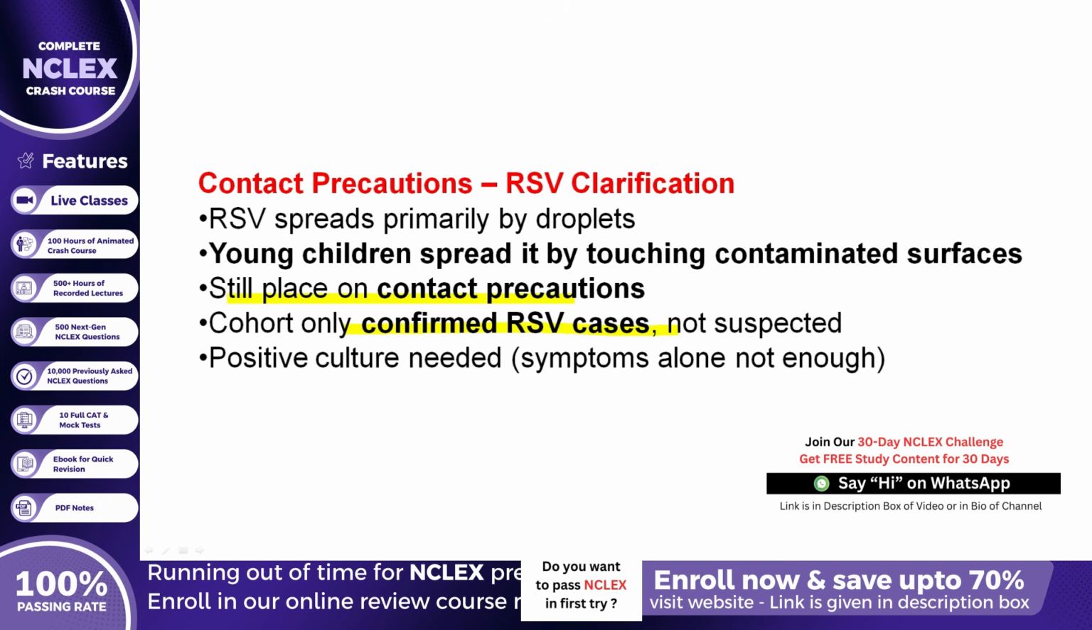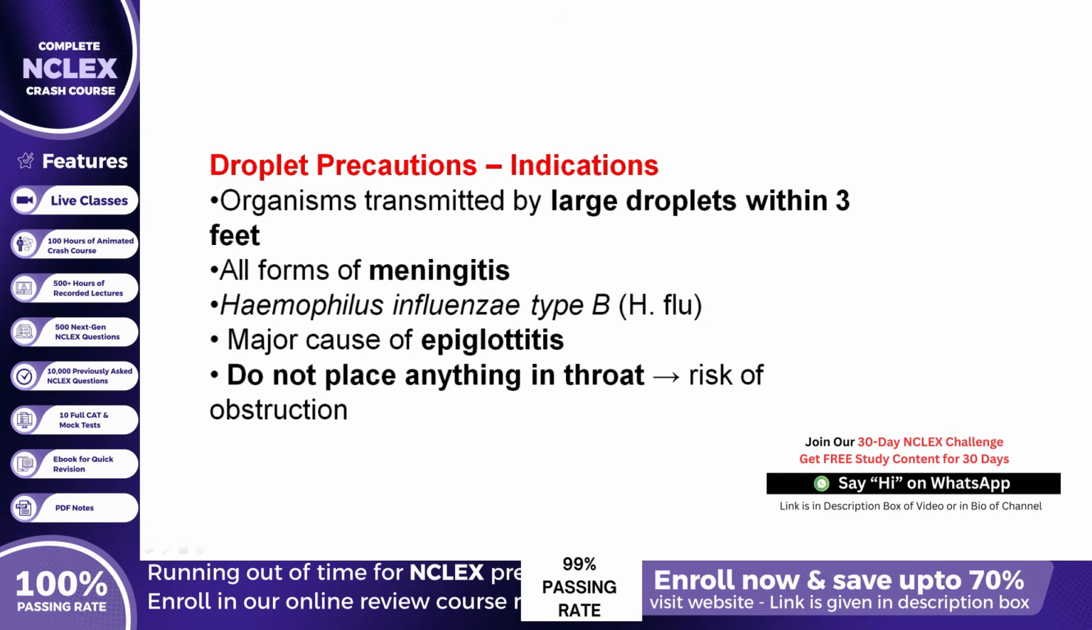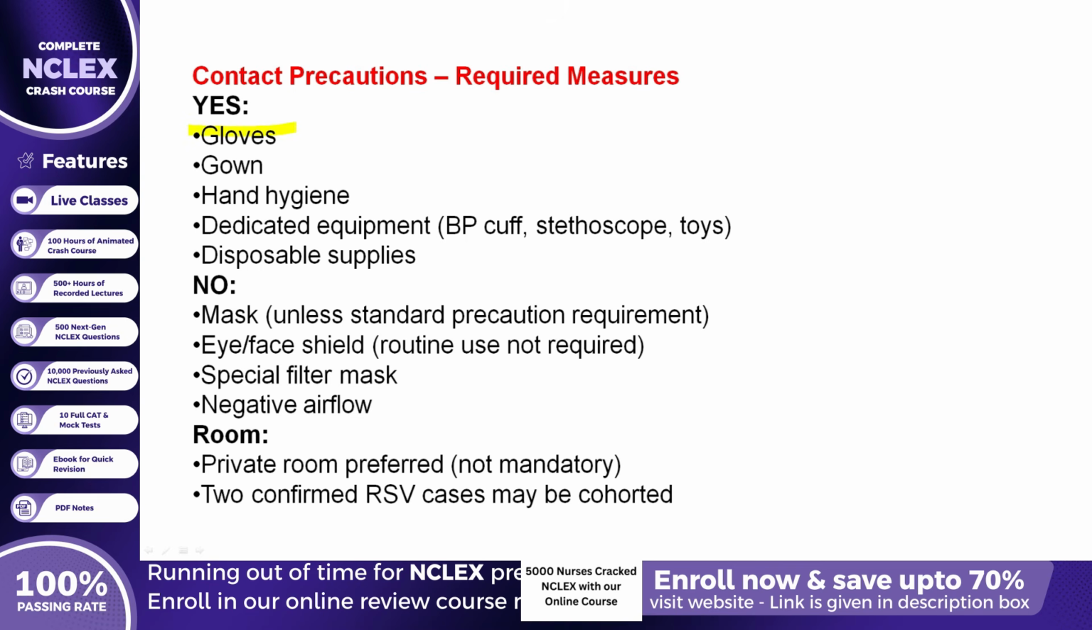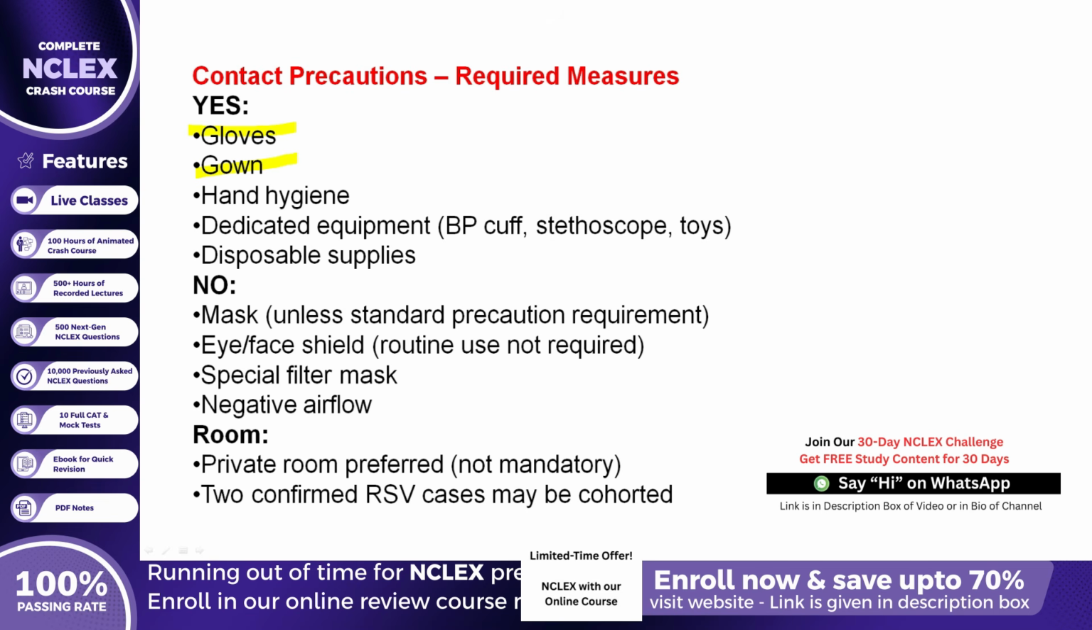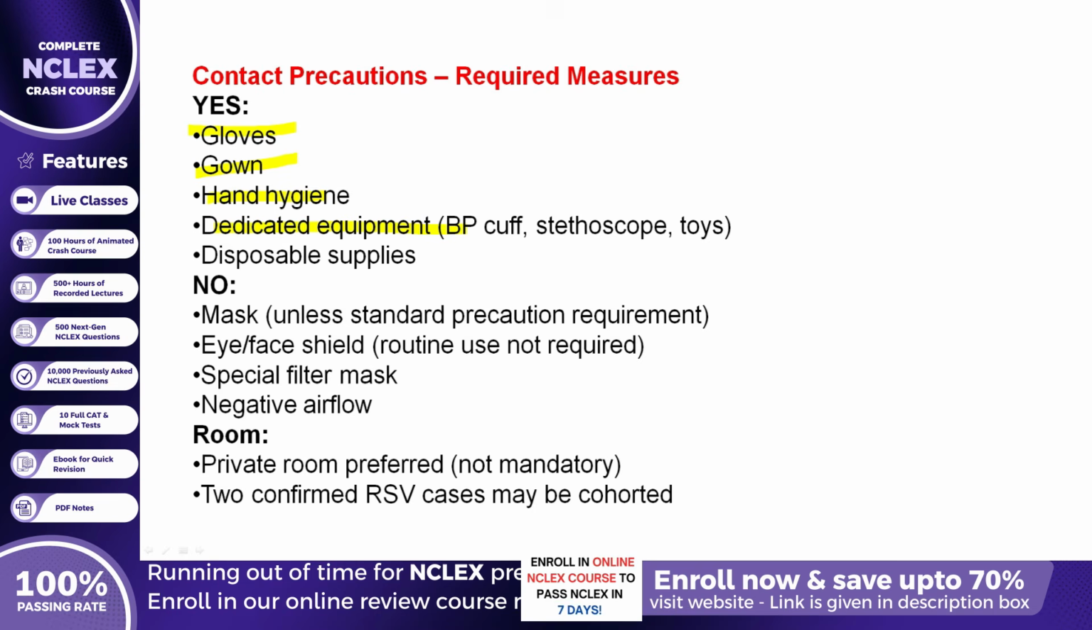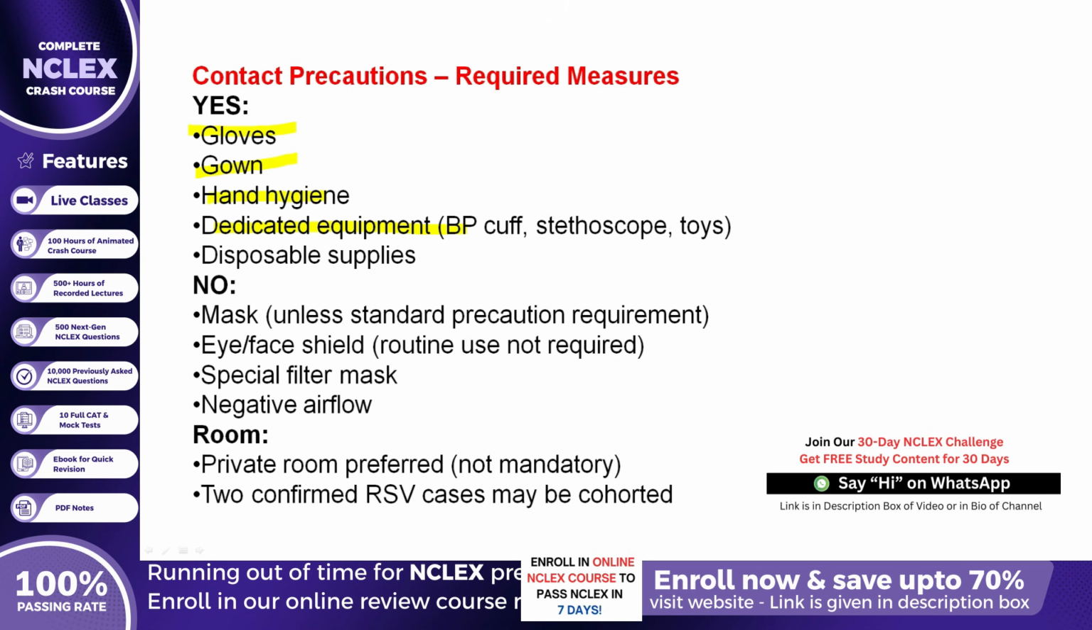And now, let us walk through the required measures for contact precautions, starting with what we must do, which includes wearing gloves. Then a gown is also necessary. We follow this by reinforcing the importance of hand hygiene. After that, dedicated equipment such as a blood pressure cuff, stethoscope, and toys must be used. We continue by saying that disposable supplies should also be provided.